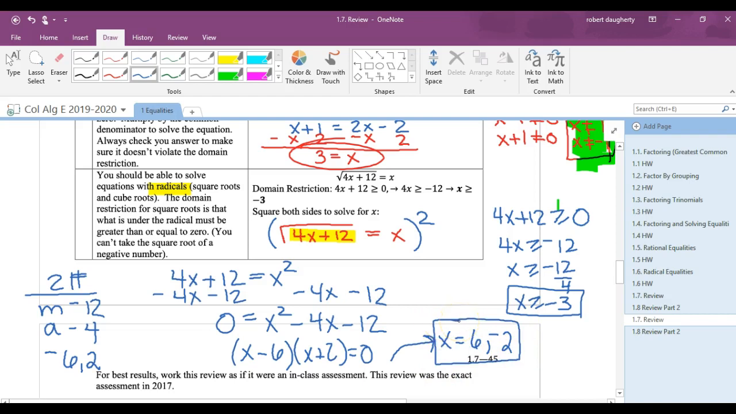Okay? And then I have to check. These numbers had better be greater than or equal to negative 3. 6 is greater than negative 3. Negative 2 is greater than negative 3. So both of these solutions will work.